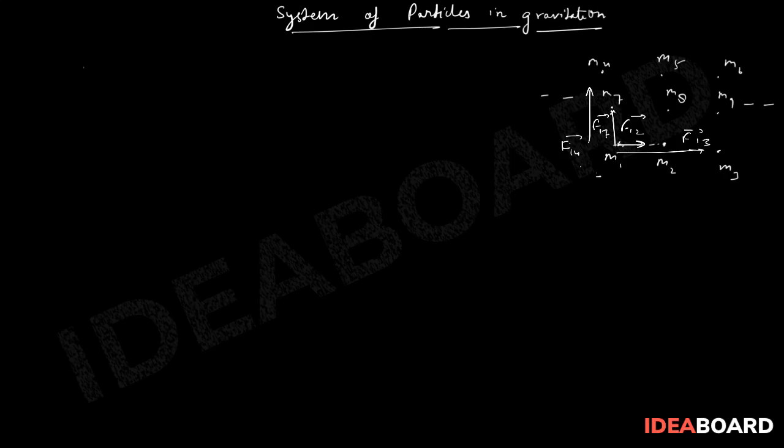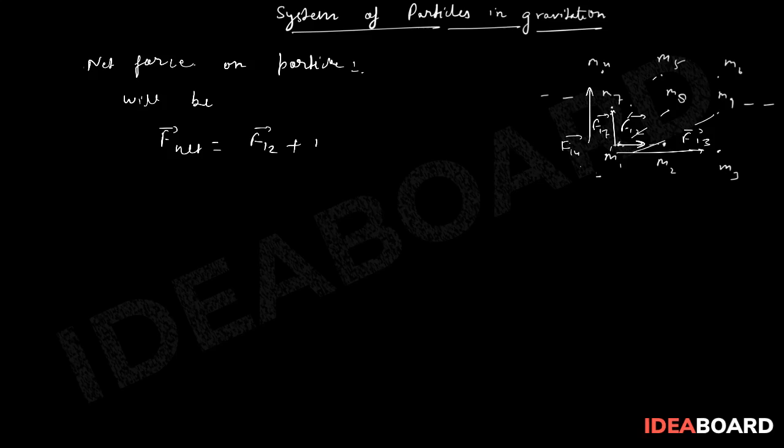Similarly, this is vector F13. If I ask the net force, and obviously other particles are also there, the net force on particle 1 will be the vector sum of all the forces. So F12 plus F17 plus F13 plus F14 and so on, the other remaining ones. What I'm trying to signify is that in order to find the resultant, you need to find the vector sum.